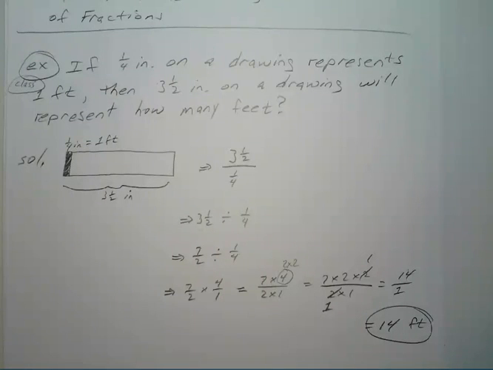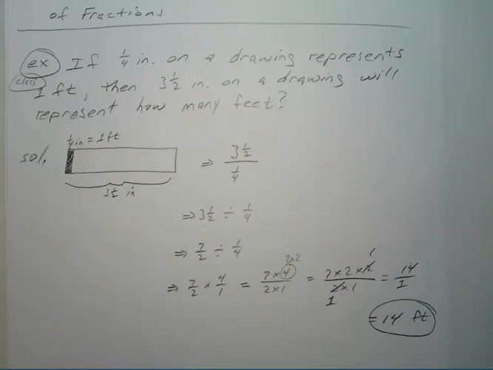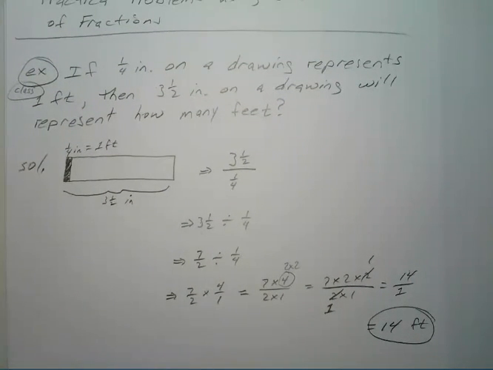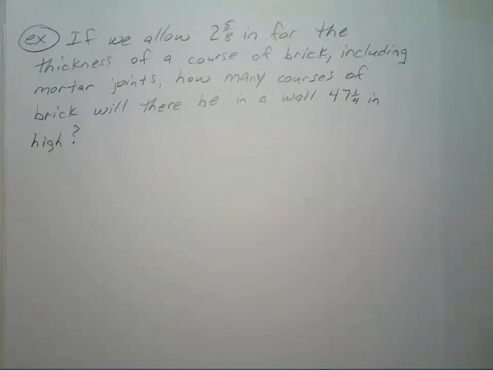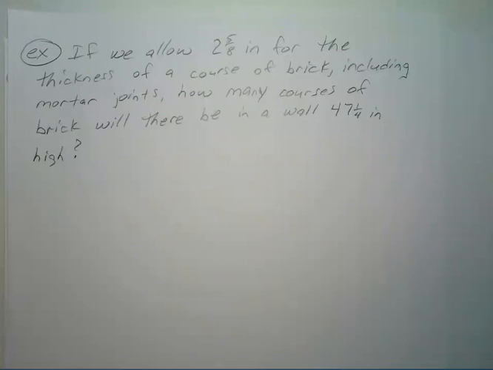All right, so if you're still writing, feel free to press pause. But we're going to go ahead and move on to our next example. Okay, so for this example, it says if we allow 2 5/8 inches for the thickness of a course of brick, including the mortar joints, how many courses of brick will there be in a wall 47 1/4 inches high?